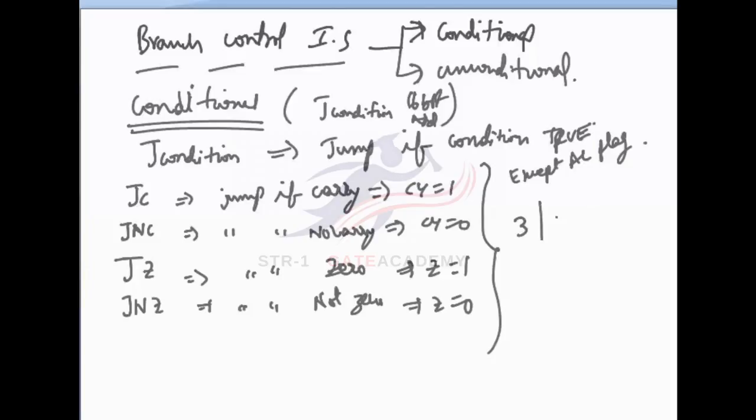The number of machine cycles is 3, and the number of T states is 10. This is only for the true condition. If the condition is false, it does not perform the jumping operation. It is still a 3-byte instruction, but it takes 1 machine cycle less, so 2 machine cycles. The number of T states is 7 only. This is for condition true and condition false.